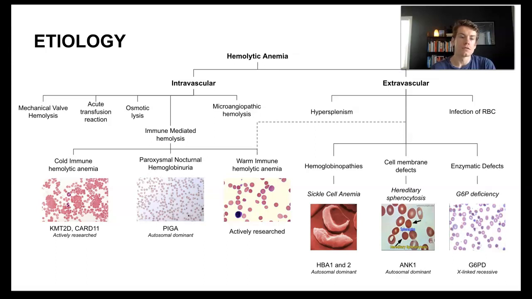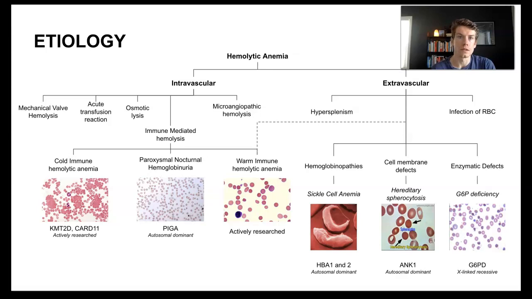It is not known to be inheritable as well. Now, paroxysmal nocturnal hemoglobinuria is a form of anemia. This is when red blood cells are actually destroyed through complement activation. And this is due to a mutation in the PIGA gene, and it is inheritable via autosomal dominance pattern.